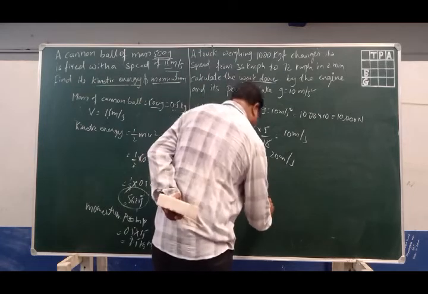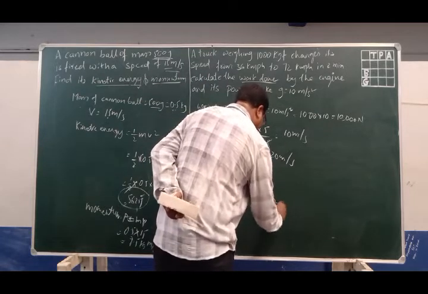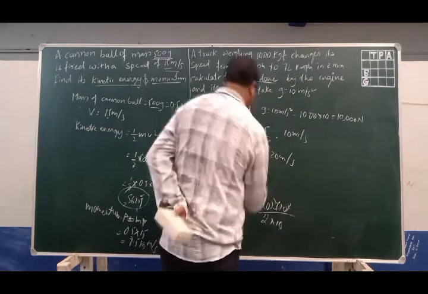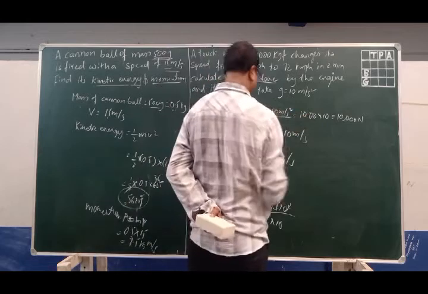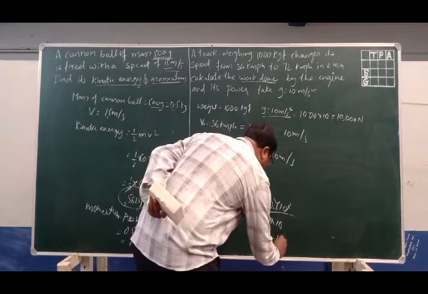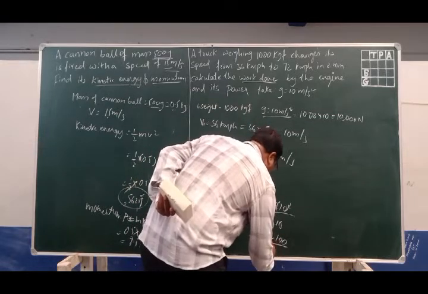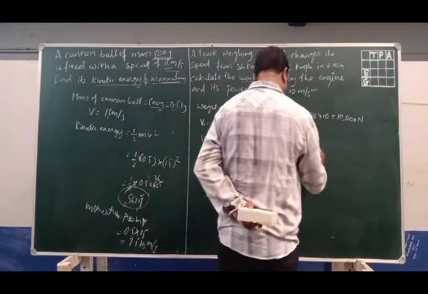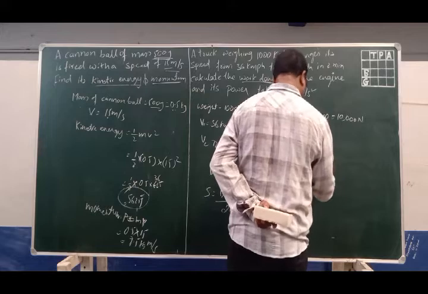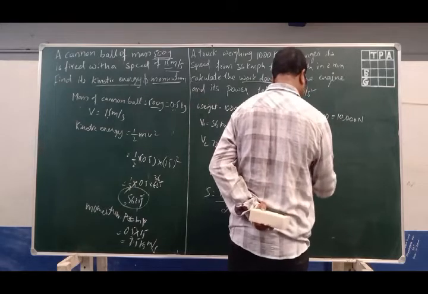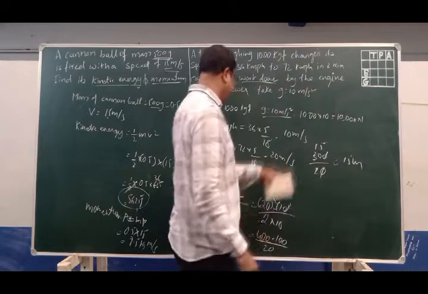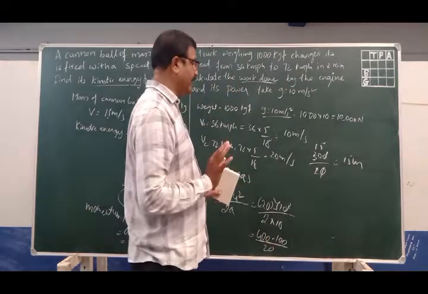So what is v square here? 20 square minus 10 square divided by 2 into 10, that is g here, which we got as 10 meter per second square. So it is 400 minus 100 divided by 20, that is 300 divided by 20. So this is 15 meters. Yes, we got it as 15 meters.